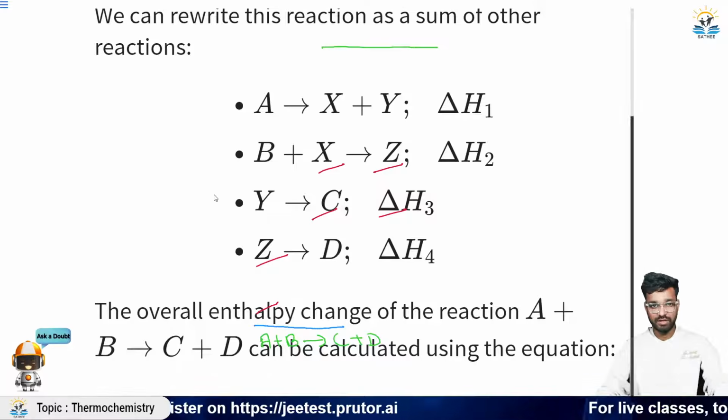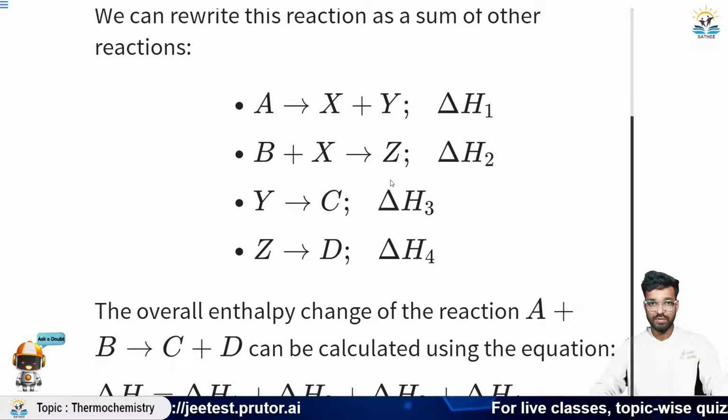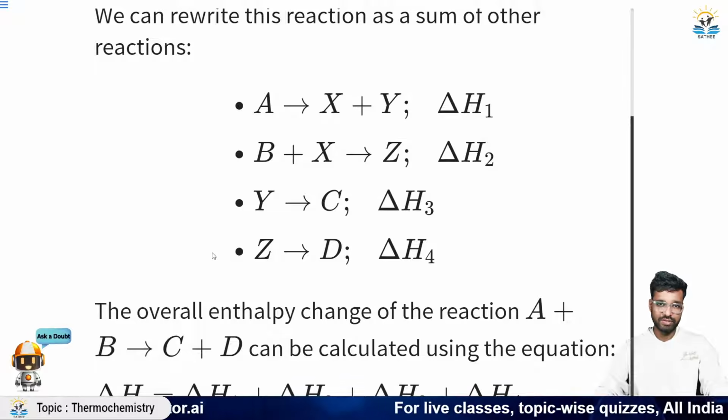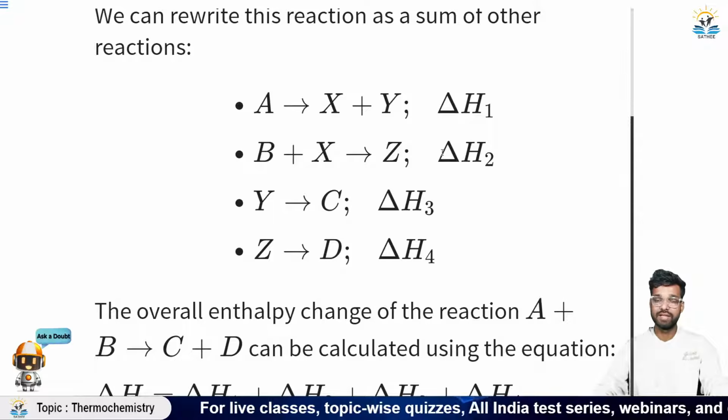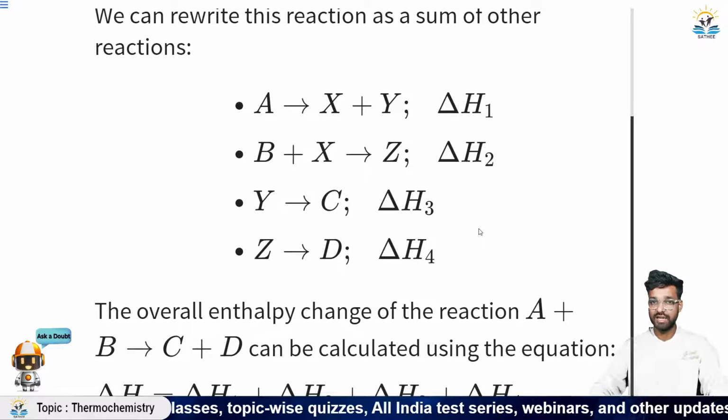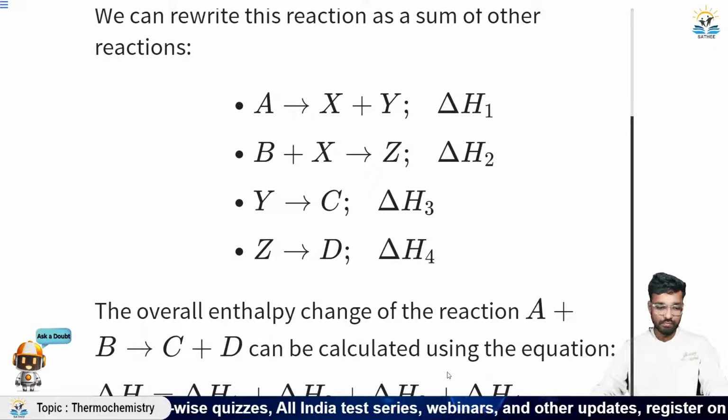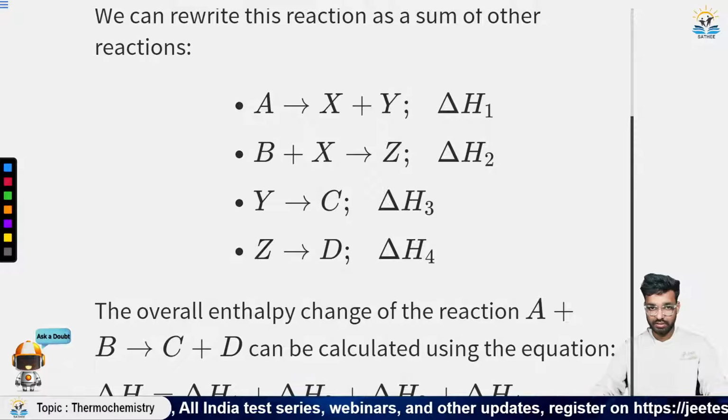Now if you have to find the overall enthalpy change for this reaction, that is A plus B giving C plus D, how will we find it? Since we have added these four equations normally in the algebraic sum, their enthalpy change will also be the same sum, that is delta H1 plus delta H2 plus delta H3 plus delta H4.